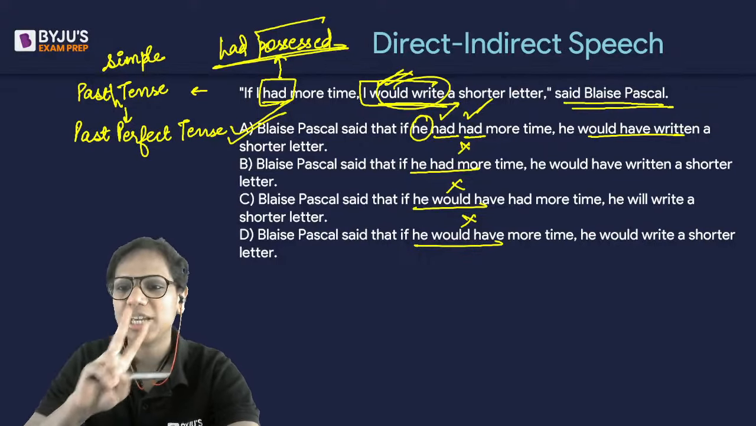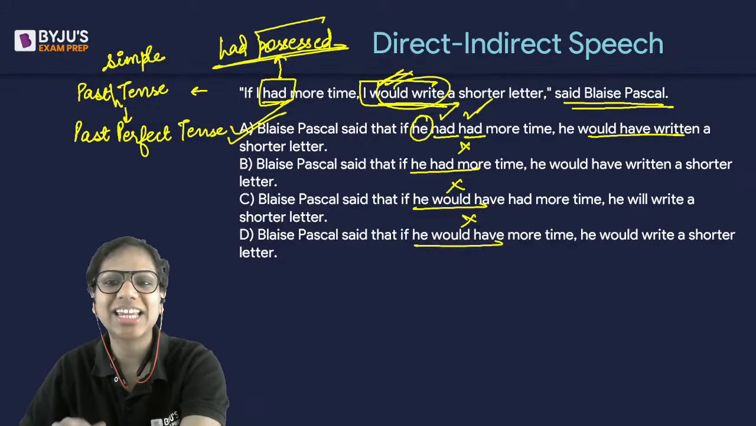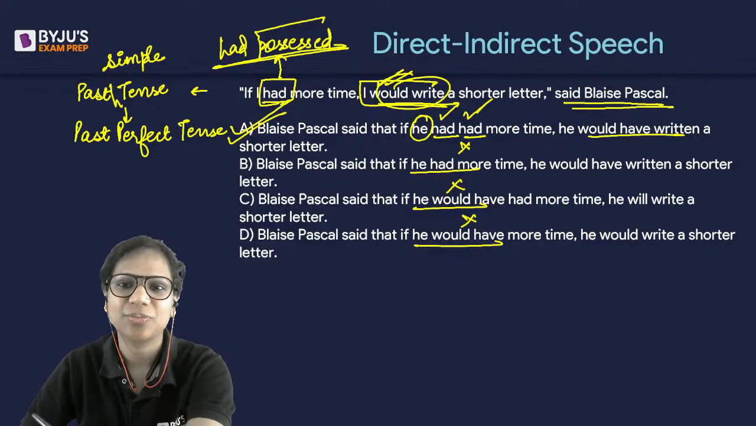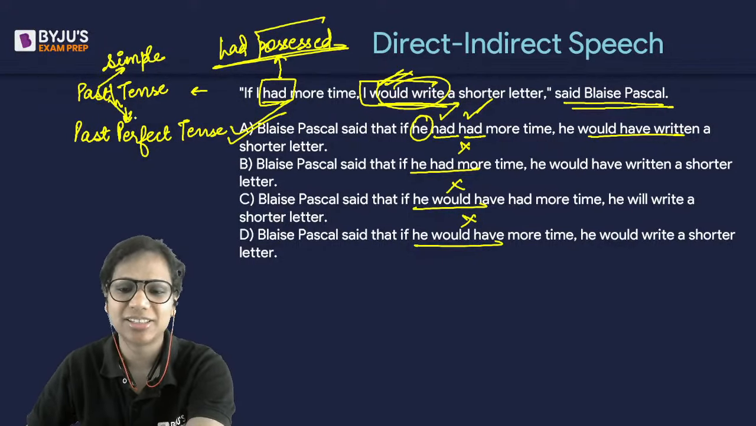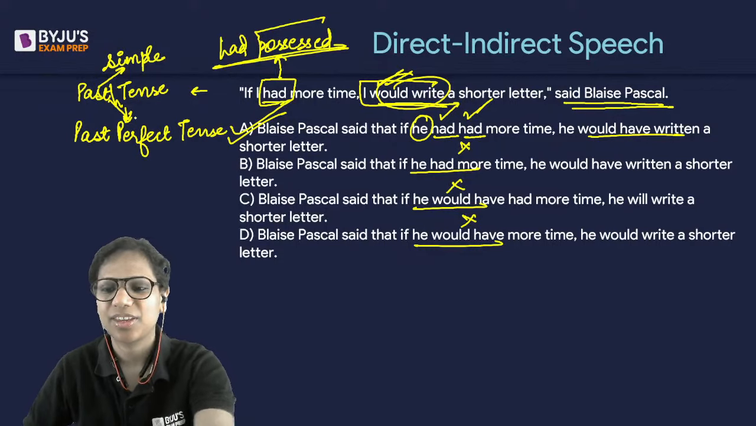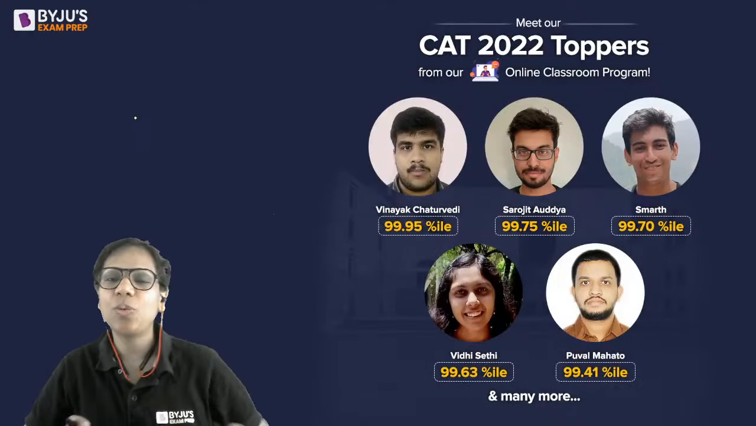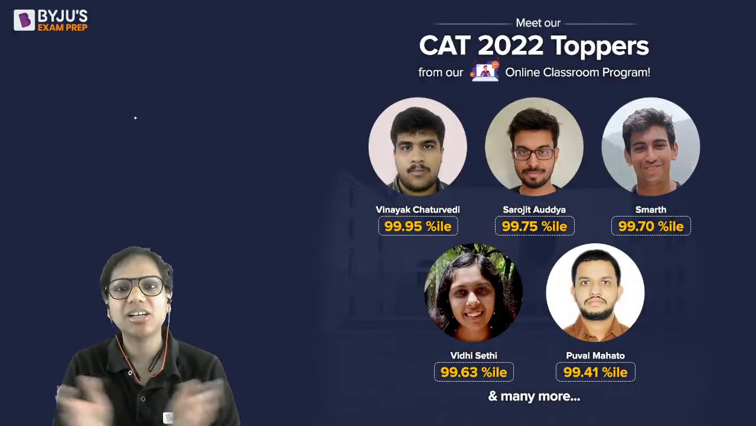That is why we have had two times. Ritik, is this clear? The second had symbolizes possessed. The first had symbolizes that we have changed past simple to past perfect. Okay. Any queries, please do ask me. I am still here, right?